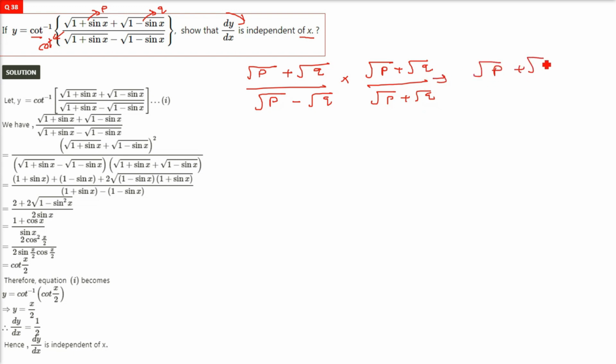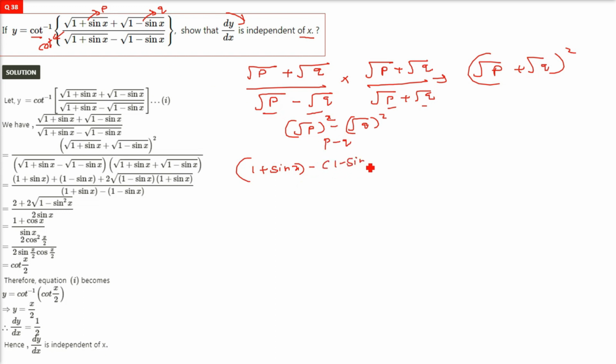The numerator will be (under root p plus under root q) whole square, and in the denominator, this a plus b, a minus b kind of thing, will be a squared minus b squared, that is (under root p) whole square minus (under root q) whole square. So ultimately you will get p minus q. And what is p? p was 1 plus sin x. And what was q? It was 1 minus sin x. Now let us open this: 1 plus sin x minus (1 minus sin x). You can cancel these two. So the denominator will be 2 sin x.